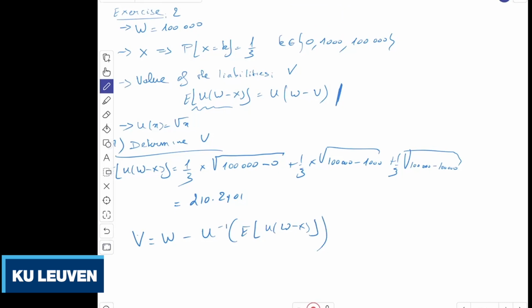Right? You put the U function to the other side, you solve for V, you get this. Right? Which is, in our case, 100,000. U minus 1 is the function x squared, so you get 210.2901 to the power 2. Yes? And then you find 55,000, something like this. This is your value. Okay?